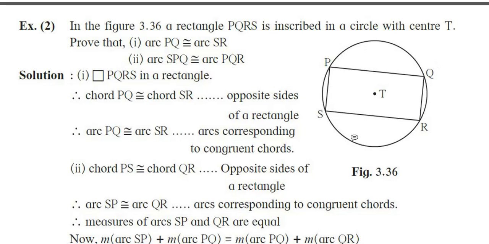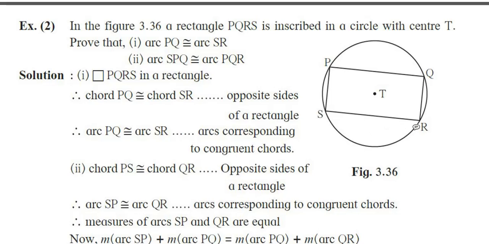Here I have a circle and inside the circle I have a rectangle PQRS with the center of the circle being T. I have to prove two things. Number one, arc PQ is equal to arc SR. So the arc PQ, this is the bigger arc PQ, has to be equal to the arc SR, and the arc SPQ, if you can see in the diagram, has to be equal to arc PQR. Let's try to understand what is happening over here.